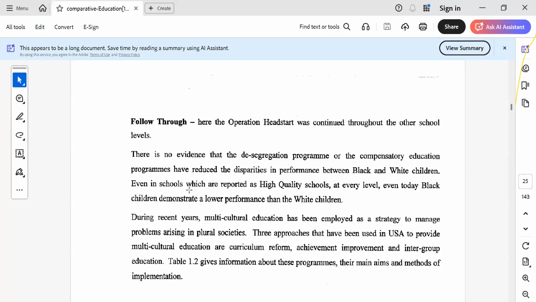It's very difficult to combine them, right? So here, even in schools which are reported as high quality schools at every level, even today, black children demonstrate a lower performance than the white children. So in the performance also, there's a huge difference. So during recent years, multicultural education has been employed as a strategy to manage problems arising in plural societies. So now you would have understood why we have to learn multicultural education.